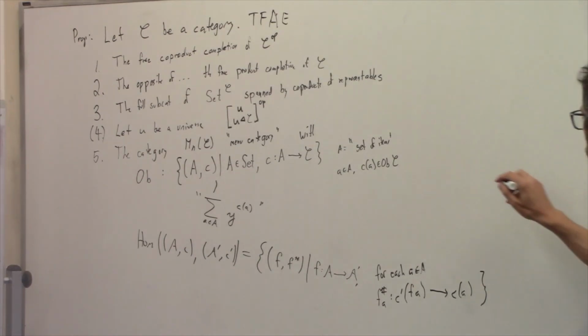Yeah, Evan? I was going to say, I think I've seen the free coproduct completion called like Fam(C).